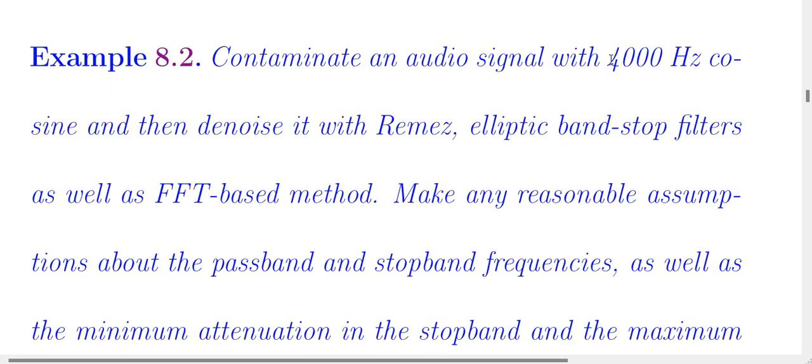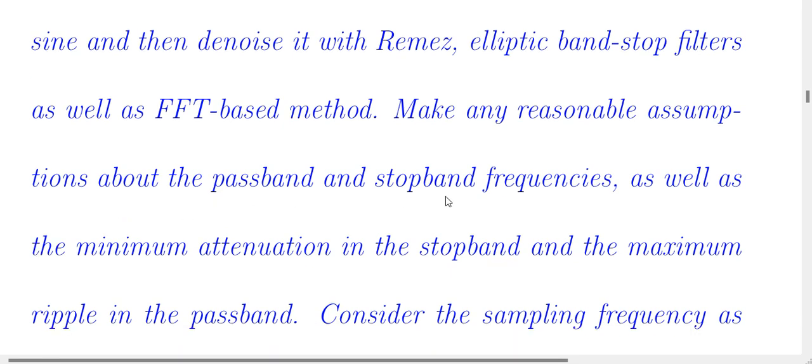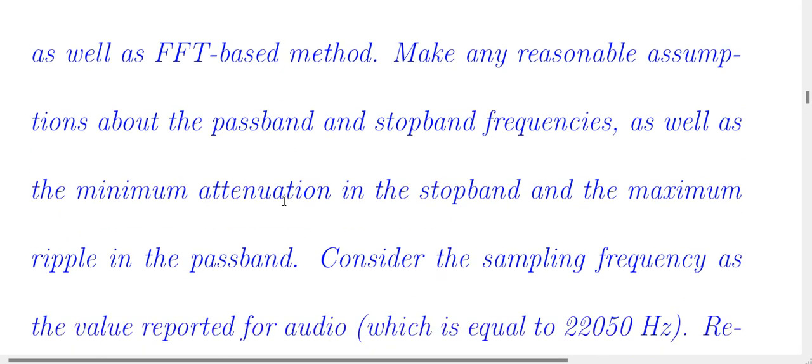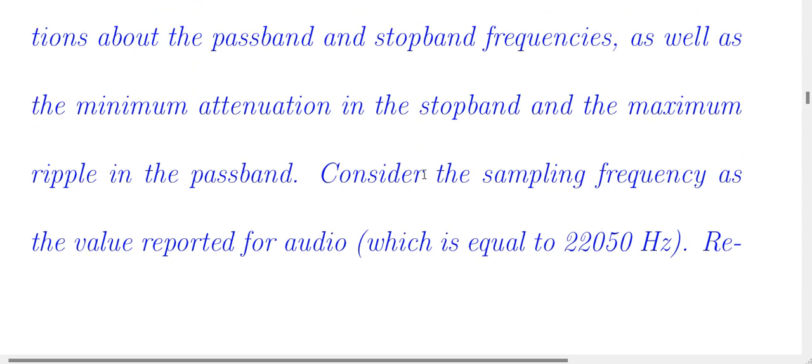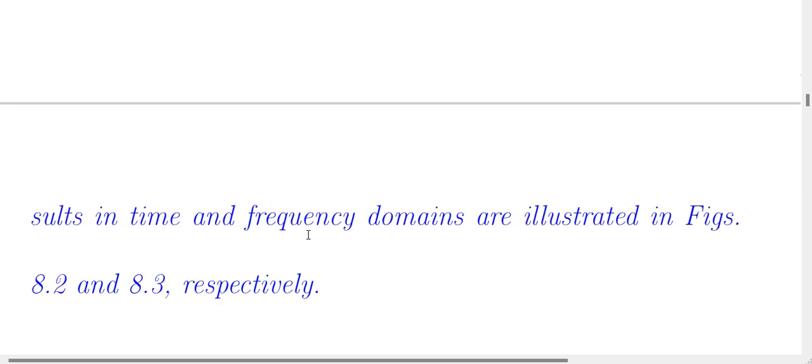Contaminate an audio signal with a 4 kHz cosine and then denoise it with Remez, elliptic, bandstop filters, as well as an FFT-based method. Make any reasonable assumption about the passband and stopband frequencies as well as the minimum attenuation in the stopband and the maximum ripple in the passband. Consider the sampling frequency as the value reported for audio, which is equal to 22,050 Hz, about 22 kHz.